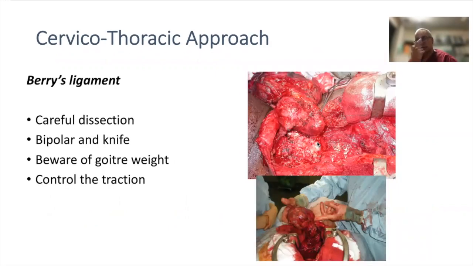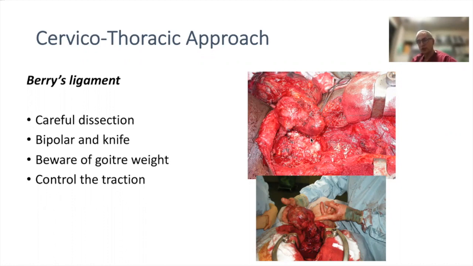And then finally, the Berry's ligament, as you know, this is the part of the thyroid that is actually attached to the trachea. You've got to do that very carefully. We normally use bipolar or a knife, and then you've got to be careful of the goiter weight. Sometimes you have big goiters. We're taking sometimes kilos of goiter from the chest, and so we need to really control that traction. If you put a lot of traction, sometimes you can potentially injure the nerve. So it is important that you do control that traction.